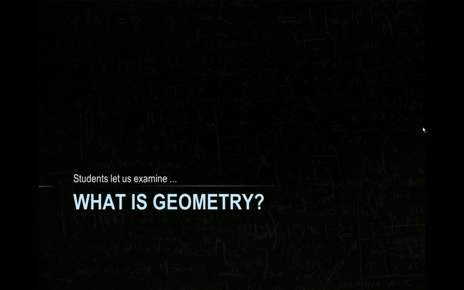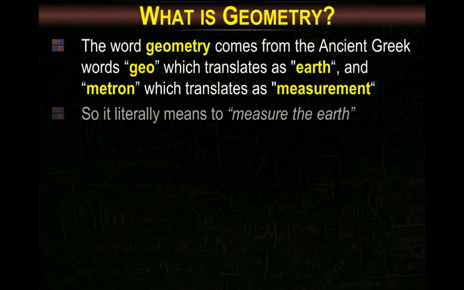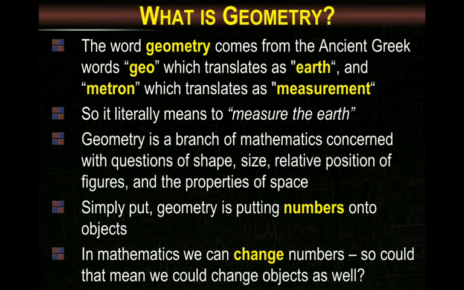Let's look at the second half of the word. Metry. Metric. Yeah, you're right. The metric system. Okay? No, it's not a Canadian thing. We use it in Canada, but it's not a Canadian thing. So the word geo literally means earth. And the word metric comes from metron, which literally means measurement. So what geometry literally means is measuring the earth. That's what geometry means, okay?